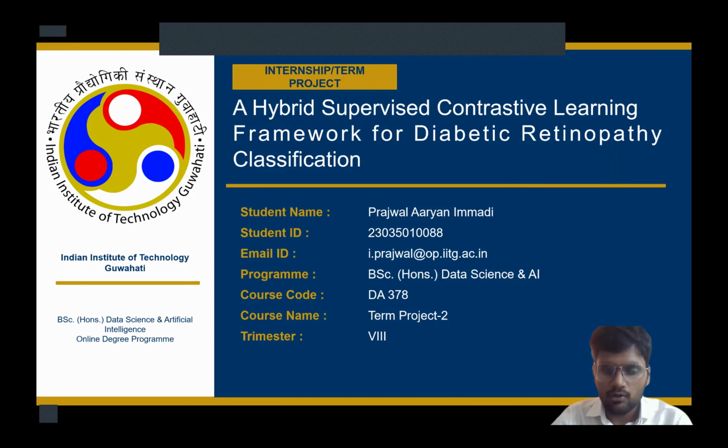The title of my project is a hybrid supervised contrastive learning framework for diabetic retinopathy classification. This project explores how deep learning techniques can automatically detect diabetic retinopathy from retinal images and help support early diagnosis of eye diseases.